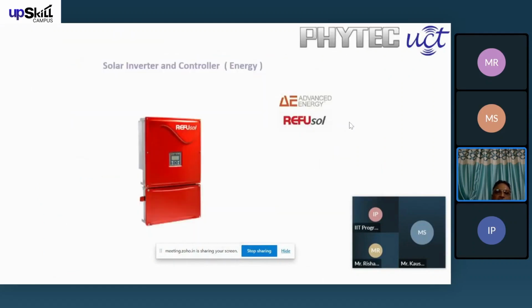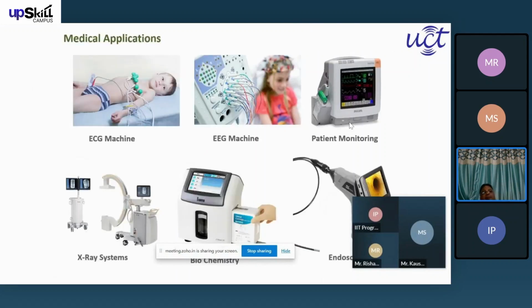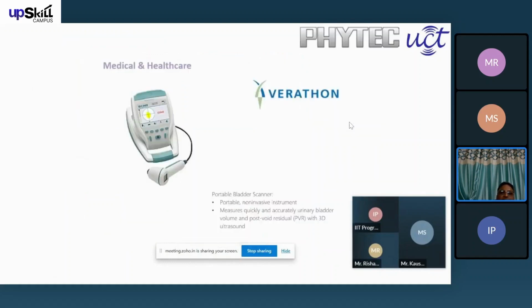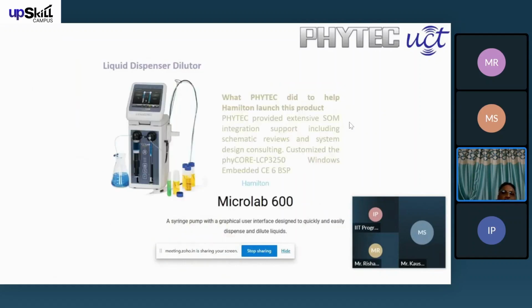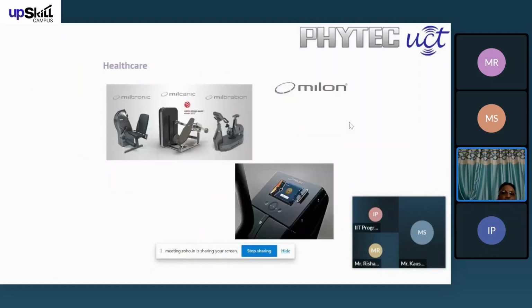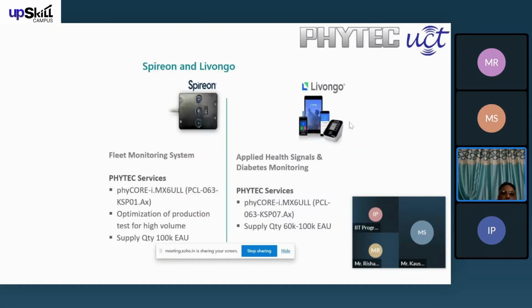Then there is solar inverter and controllers. In medical, if you are in the medical industry, then we have ECG machines, EEG machines, patient monitoring, X-ray, biochemistry, endoscopy. So the process of starting digitalization, you cannot do without a proper machine. Like Verathon is using this product, SensaCore blood gas analyzer, liquid dispenser by Microlab. Omron healthcare products, where we are utilizing Spiron, Livango.